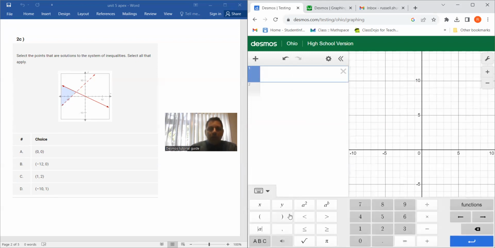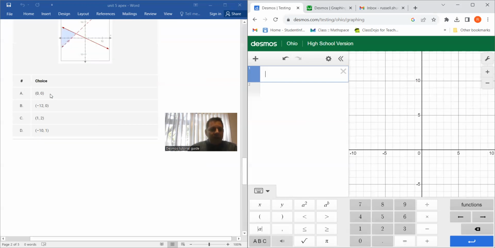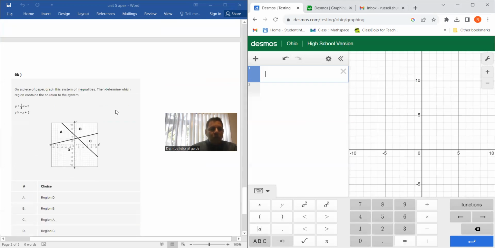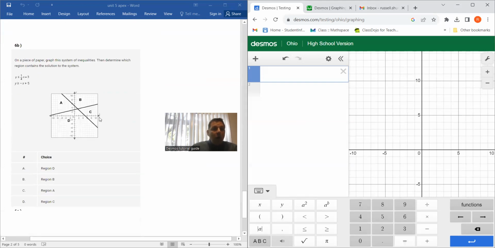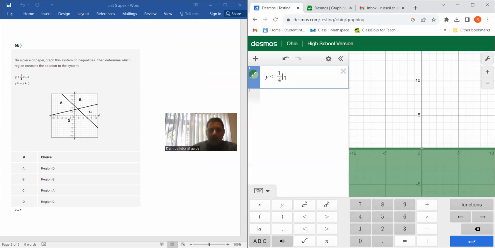And again, if you wanted to put those coordinates in, you could, but the problem is you don't have the equations to check it. So you're really just going to have to realize that the shaded area is where the solution is, and any point going in there will do that. Now, if they want to know where the shaded region is, that again is really easy in Desmos. y less than or equal to 1/4 x plus 3. It'll shade for you.